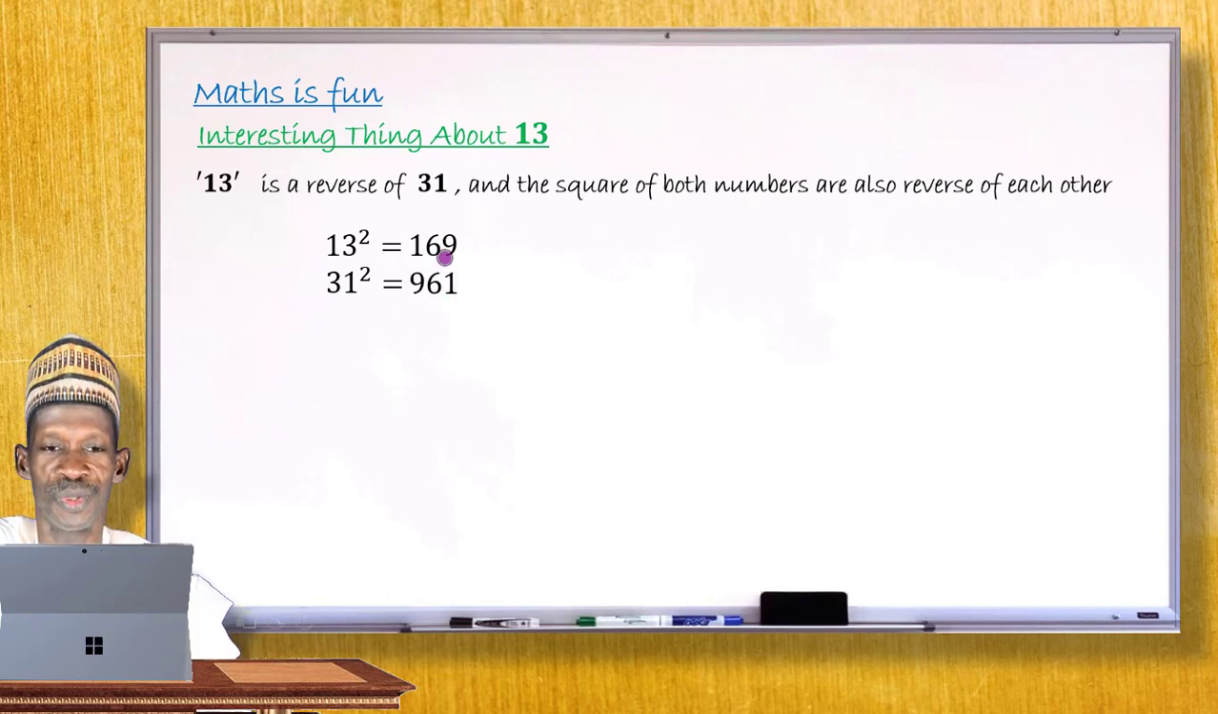And look at these two results, 169 and 961. You can see the last digit in your first result is now the first digit, while the first digit in the first result is now the last digit, and you can see 6 is in the middle. So these two results are reverse of each other, meaning they are mirror of each other, because writing this in reverse order, it gives you this, or writing this in reverse order, it will give you this. So this is really amazing, which I believe you never noticed.